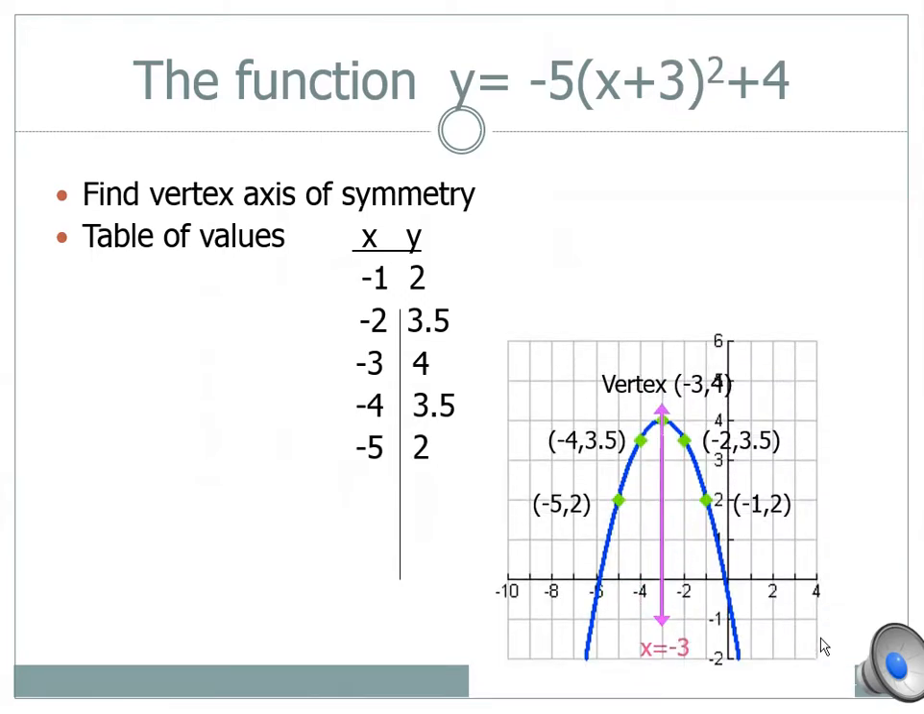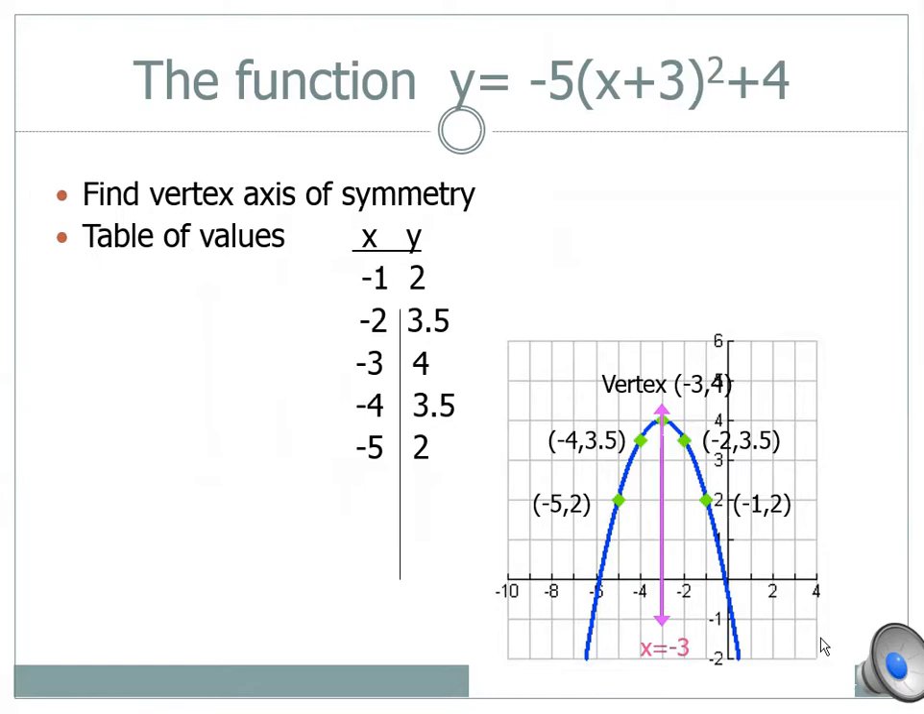After the real world application on parabola, students were given a task: the function y equals negative 5 times (x plus 3) whole squared plus 4. They have to find the vertex and axis of symmetry. Students are able to draw the table, and they were given at least 5 values of x. So they derive 5 values of y, and they will start plotting the points on the graph.